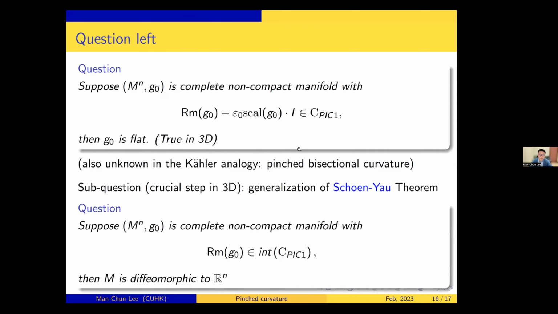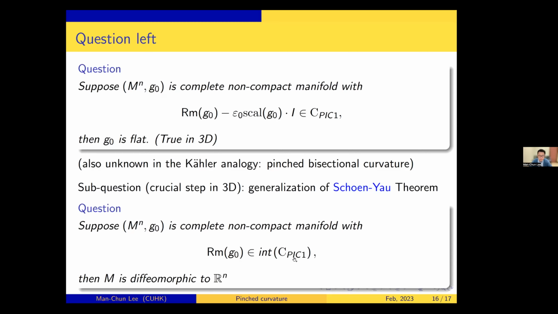Okay. And perhaps this is one of the key intermediate steps, which you can think of as a generalization of Chen and Yau's theorem, which says that in three dimensions, we know positive Ricci curvature implies the diffeomorphic type. Can we do the same thing for higher dimensions?